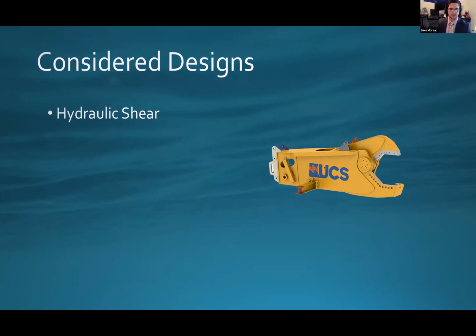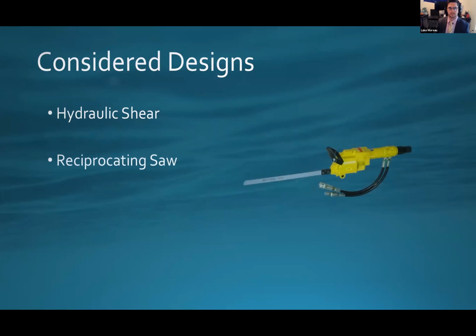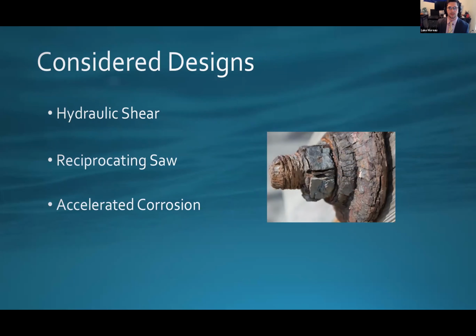The first consideration was the hydraulic shear. We liked this design because it was simple, easy to implement, and fast. However, due to some constraints, we threw this design out of the window. The next one was the reciprocating saw. The reciprocating saw was also simple, but due to vibrations and Inconel properties, we threw this one out of the window as well. The next one was the accelerated corrosion. Accelerated corrosion was cool, and we looked into it for a while. However, due to there being electrical components on the OCSV, this was also thrown out.